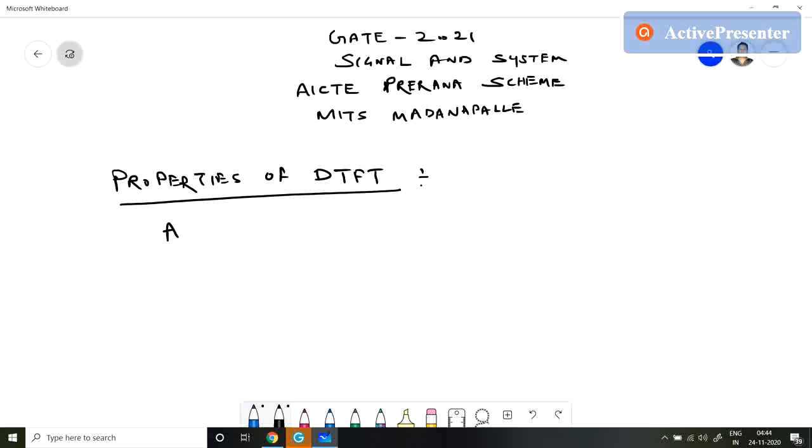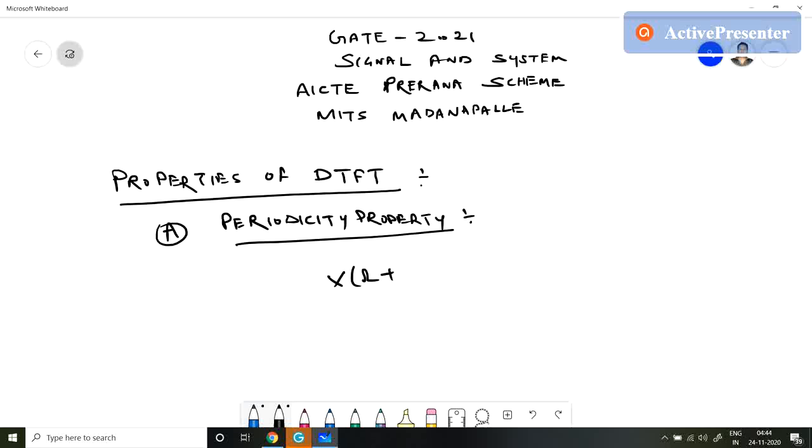So the first property is called the periodicity property. According to this property, if we add 2 pi to omega, then it is equal to X(omega) only. So basically it is periodic with period 2 pi only.